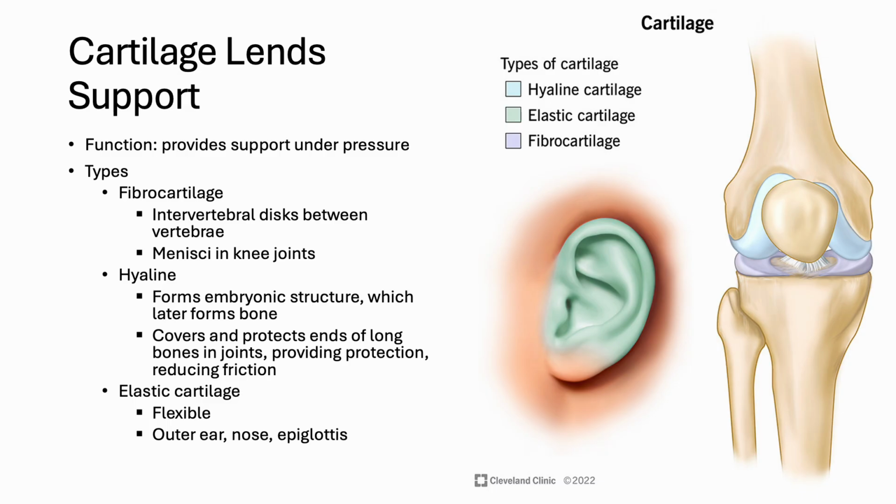Hyaline cartilage forms the embryonic skeleton, later replaced by bone, and also covers the ends of long bones and joints to reduce friction. Elastic cartilage is found in the outer ear, nose, and epiglottis and adds flexibility while maintaining shape.